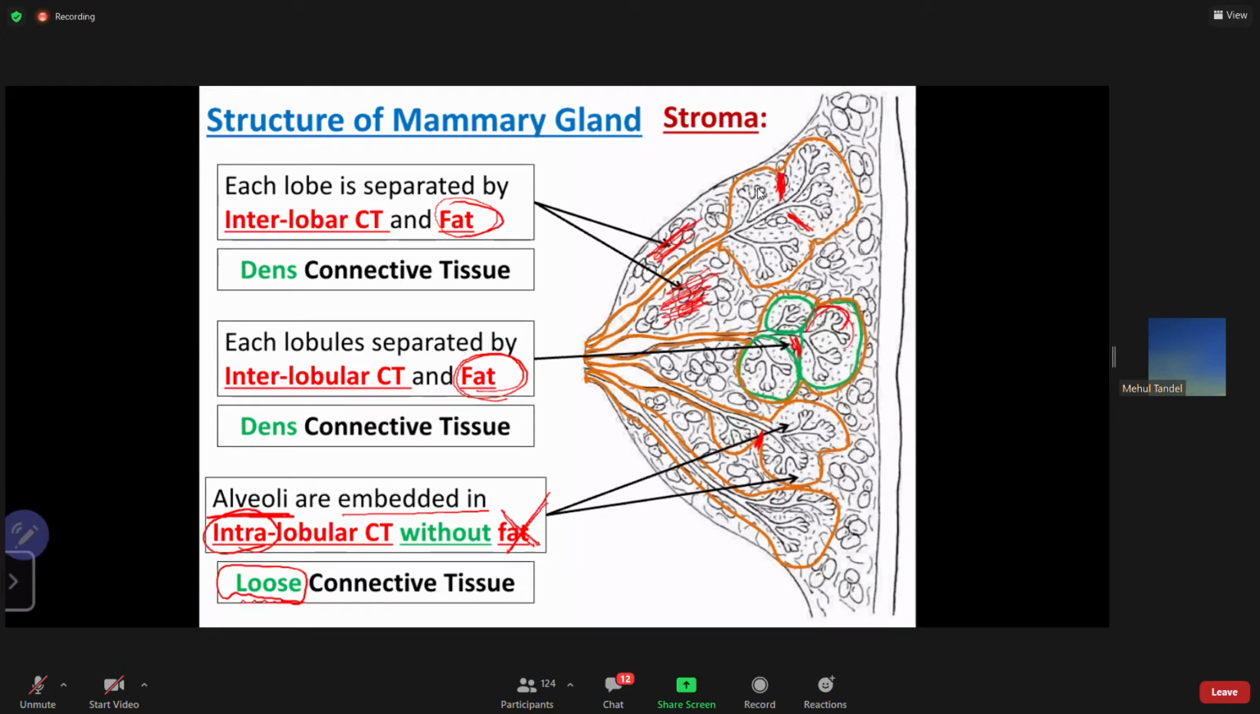There is no adipose tissue here. Adipose tissue is outside the lobule and outside the lobe. So that is the stroma present in the mammary gland.